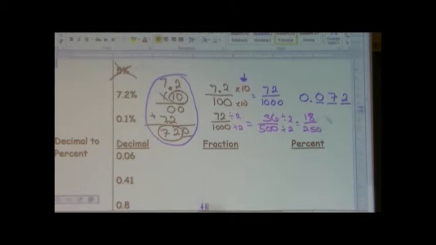They're still even numbers, so I can divide by 2 again. I know it seems like a lot of work, but this is the last step. 2 goes into 18 9 times. 2 times 9 is 18. And 250 divided by 2 is 125. So I can move this out of the way. And I can write that a little bit better for y'all.